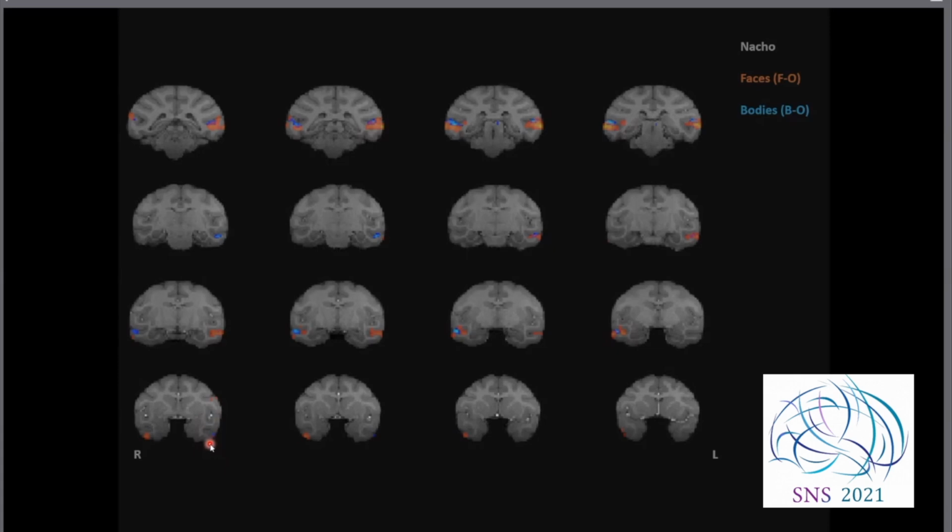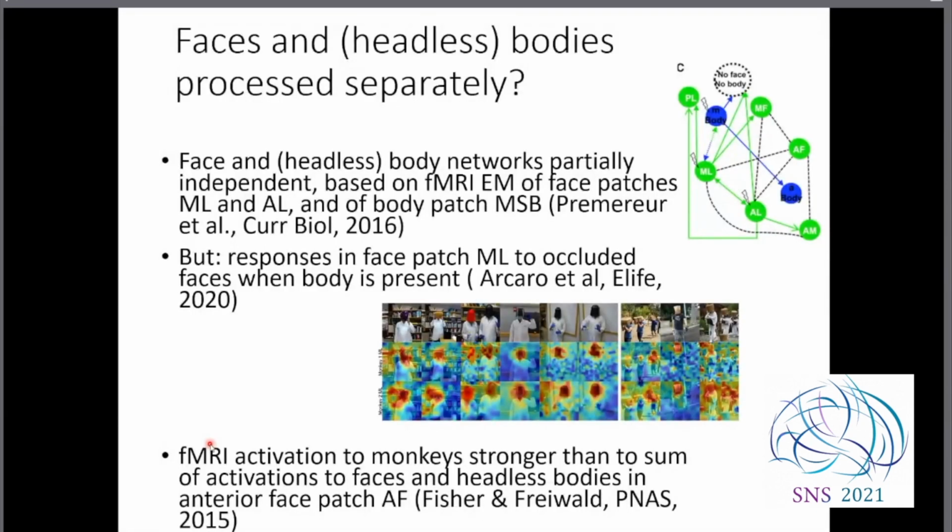Now, in the real world, when we see a face, we usually see also a body. It's very rare that we see only a face without a body in the real world. So basically, well, one can ask then the question, are faces and bodies, headless bodies, processed completely separately? Well, we know that they're largely non-overlapping networks of body patches and face patches.